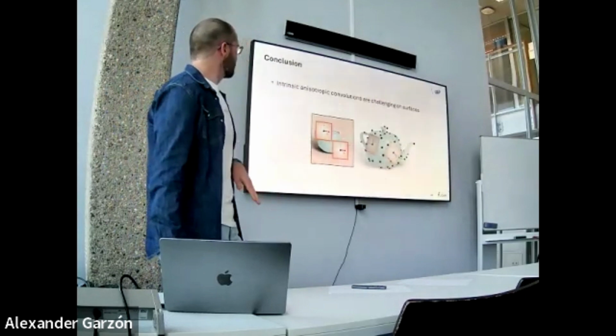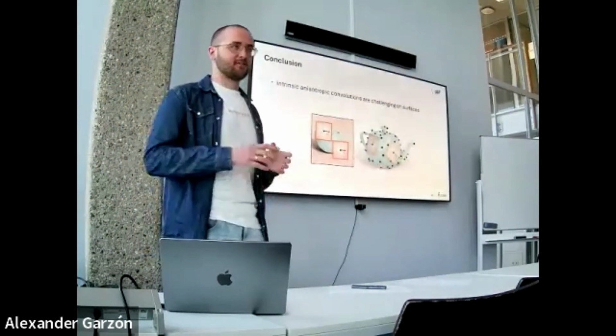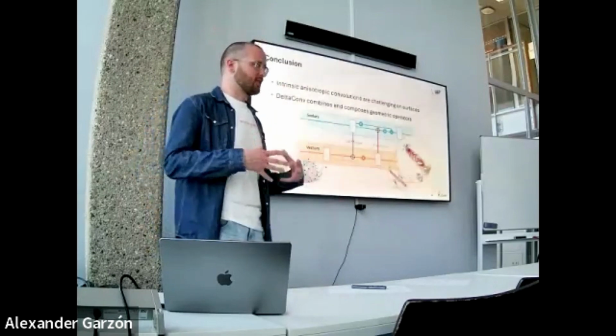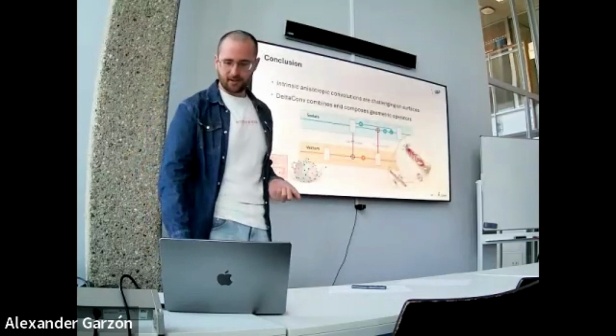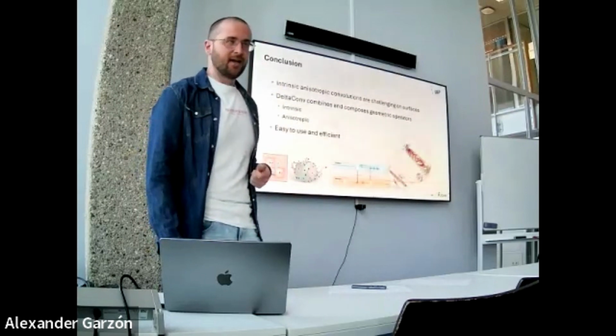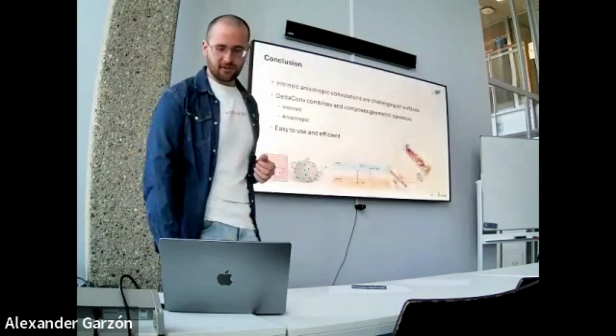So the conclusion is that creating intrinsic anisotropic convolutions is challenging on surfaces. With DeltaConv, we combine and compose geometric operators to create these operators that are both intrinsic and anisotropic. And we also show in the paper and in our code that it's pretty easy to use and also efficient.